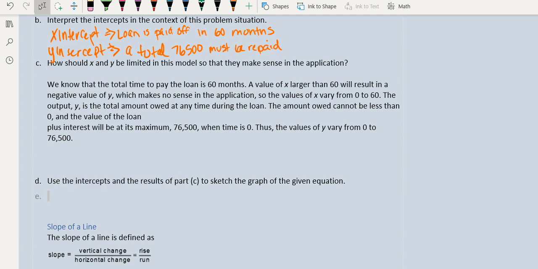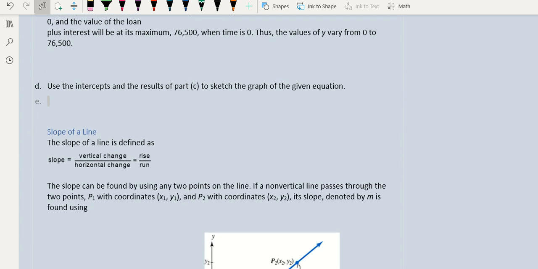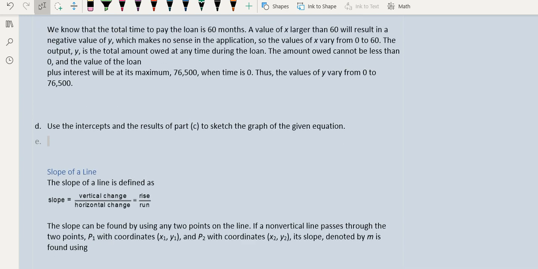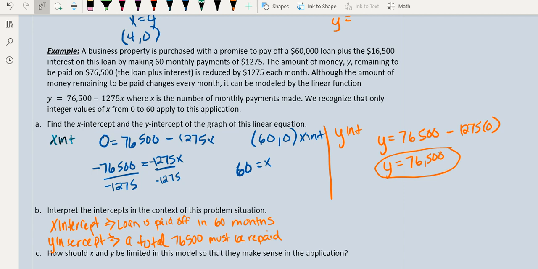D says use the intercepts and the results of part C to sketch the given equation, right? So what information do we know? We know our x and y intercepts, right? Our x-intercept is (60, 0), and our y-intercept, I put it as y equals, but it should really be (0, 76,500).